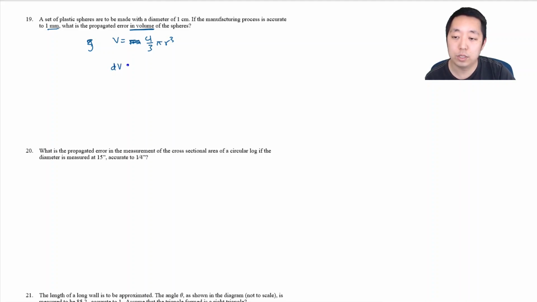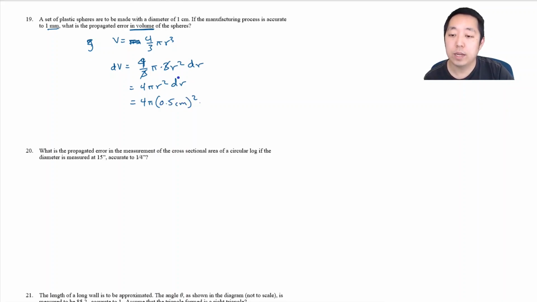I want to relate the change in radius and how it changes the volume. So my differential dv is 4/3 pi times 3r squared dr. So that's 4 pi r squared dr. And so for this differential, I would need to know, well, the radius is 0.5 centimeters, and my dr is the accuracy, which is 1 millimeter. I want to put everything in centimeters.